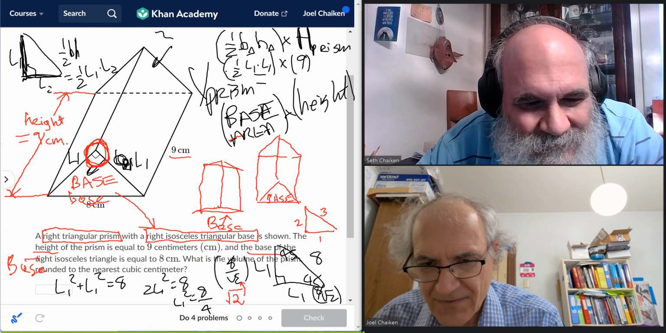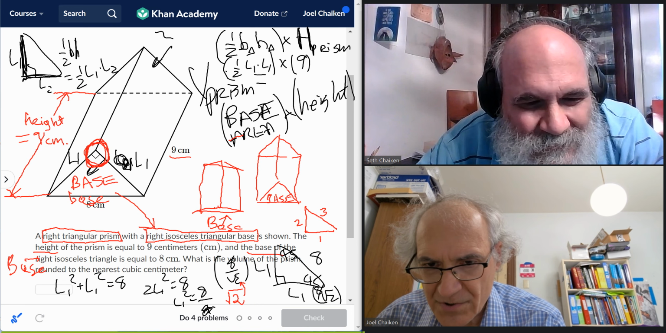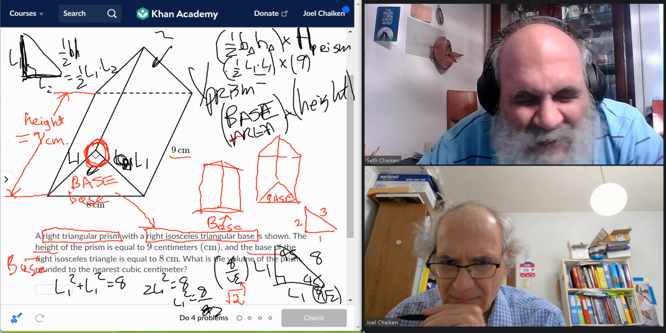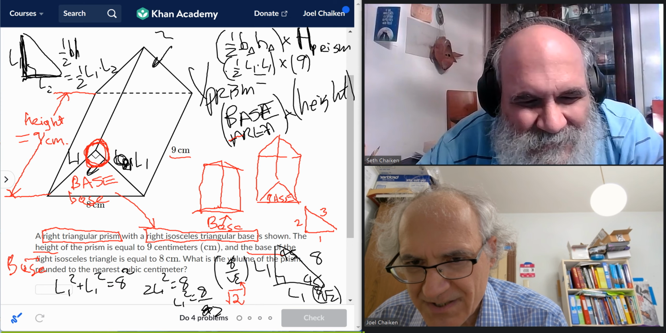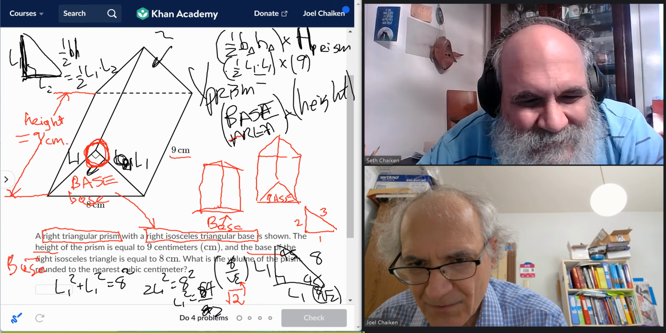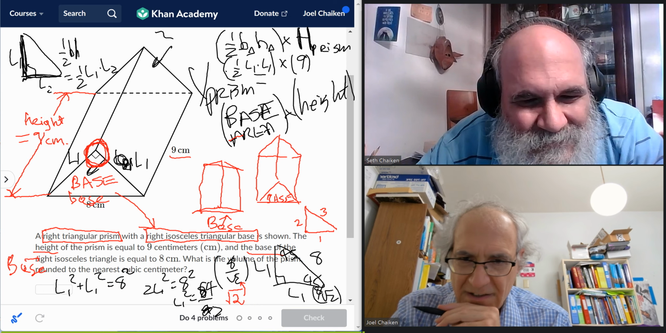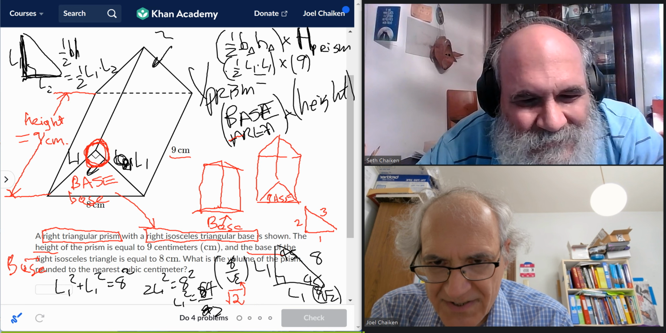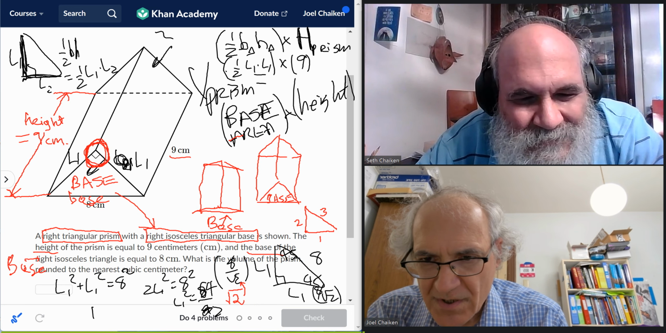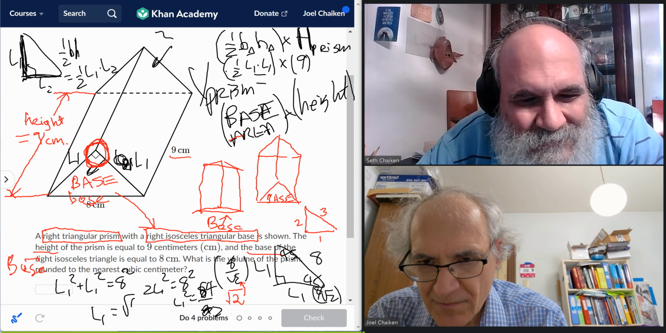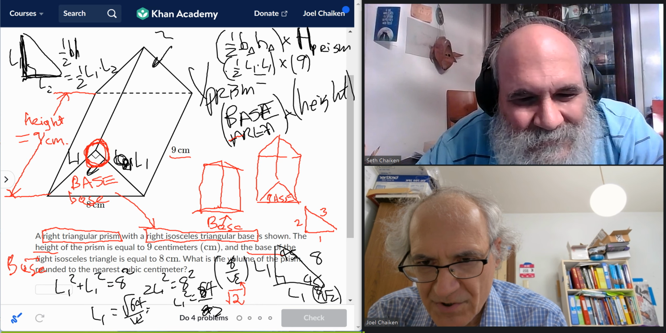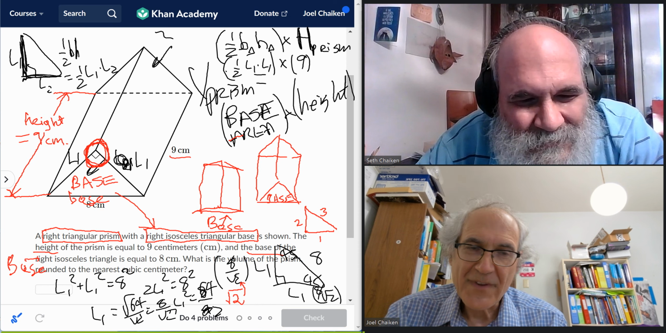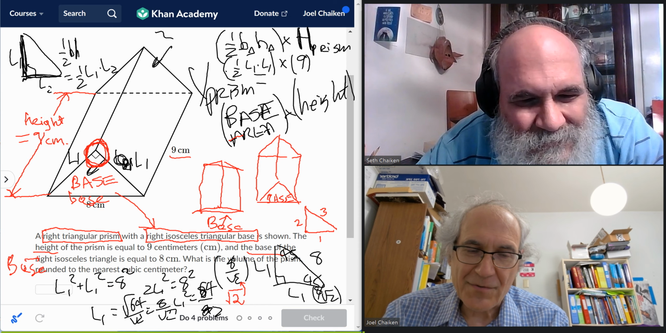So L1 squared is equal to 8 divided by 2. Wait, is that right? No, it's 8 squared. What am I talking about? It's 64. L1 squared is 64 divided by 2. So L1 is equal to the square root of 64 divided by the square root of 2, which sure enough is 8 radical 2. So L1 is 8 radical 2.